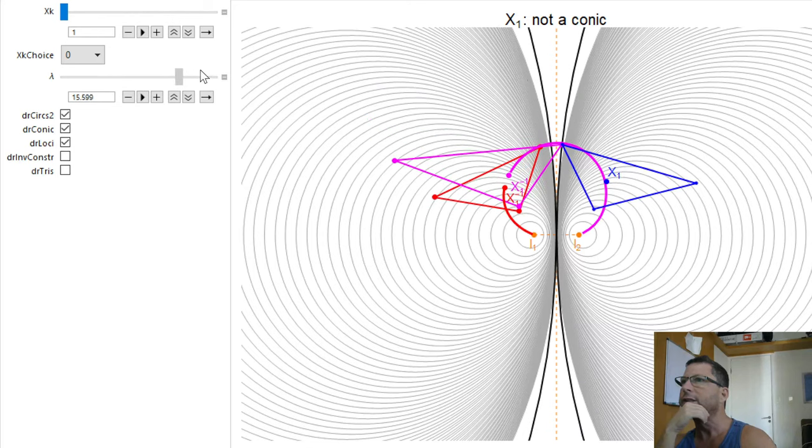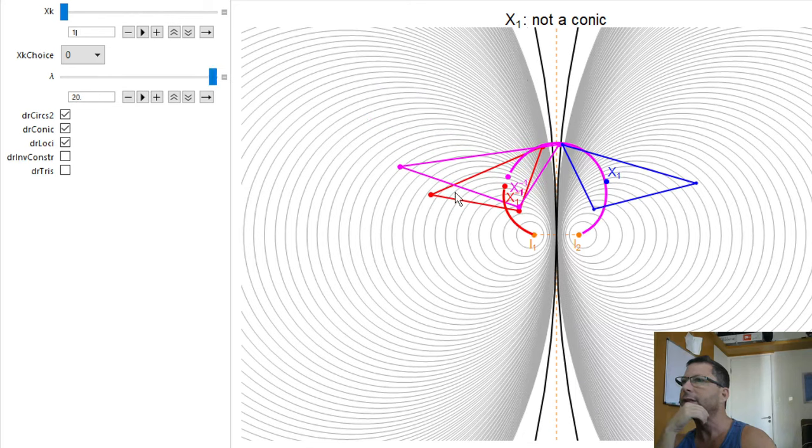Not sure. These guys would join up over here. And the question is, is this curve symmetric on both sides? It's an interesting question. We could investigate that. But it's definitely not a conic.